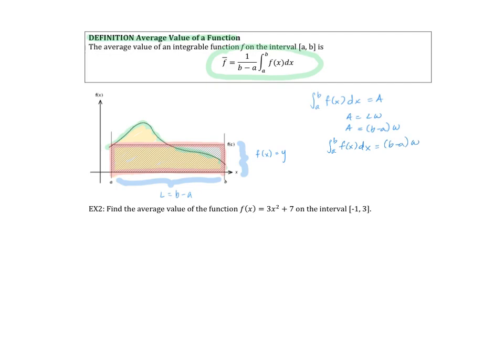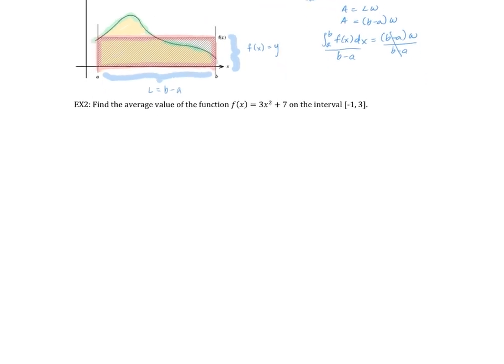So if I just go ahead and divide both sides by b minus a, and here this cancels, then I have 1 over b minus a. I have my formula. 1 over b minus a times the integral is equal to the width, where the width is simply the average y value. Now, you'll never have to reproduce that, but it's sometimes nice to know where these formulas come from.